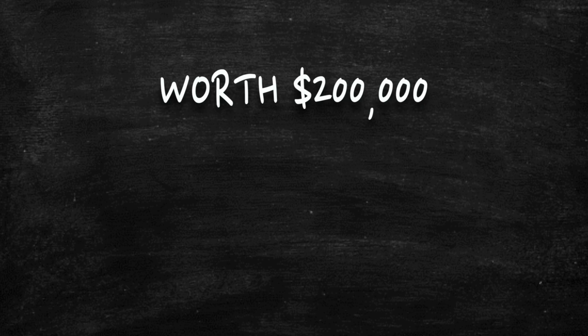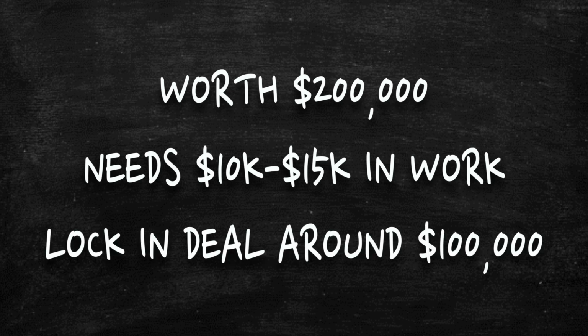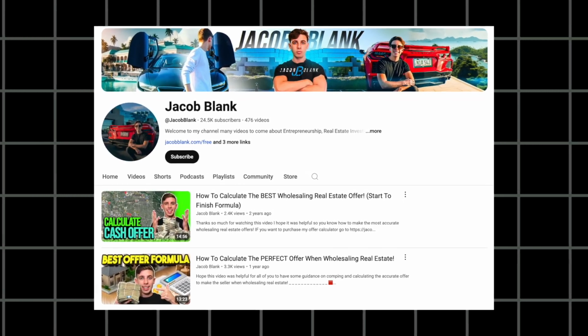So let's say it's worth $200,000 and it probably needs 10, 15 grand in work. We probably need to lock up this deal around $100,000, okay? And guys, I have another video on my channel about how to calculate the offer. So I recommend you go watch that video after this as well, and that'll show you exactly how to calculate the offer so that way you know what to offer the seller and what to get the property under contract for.